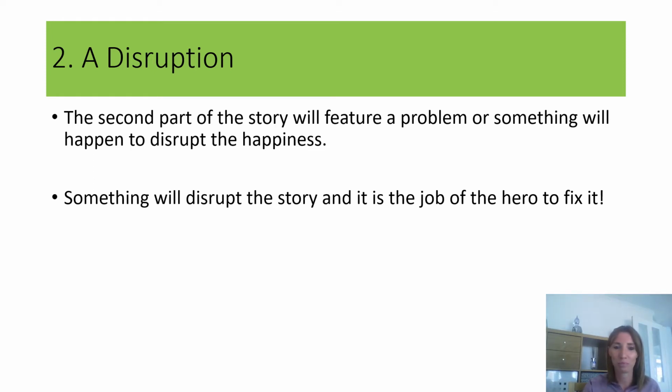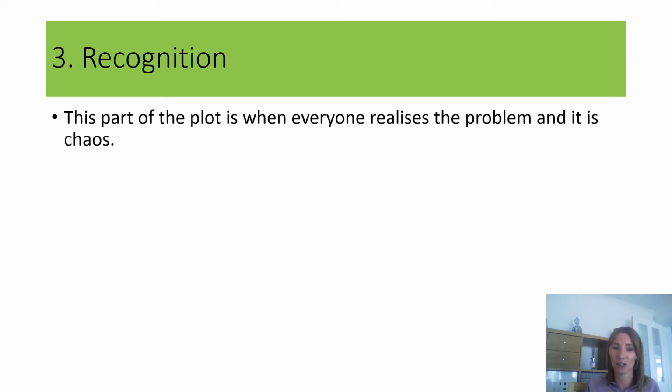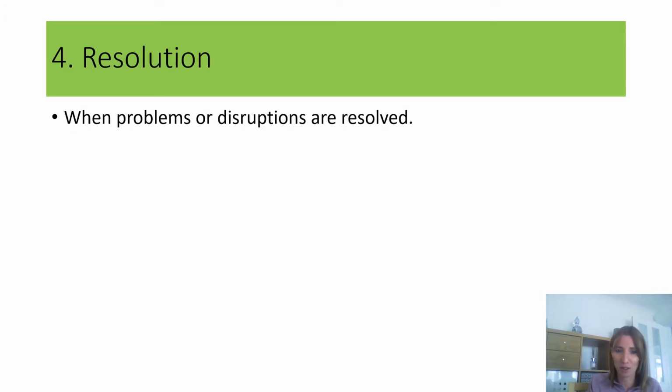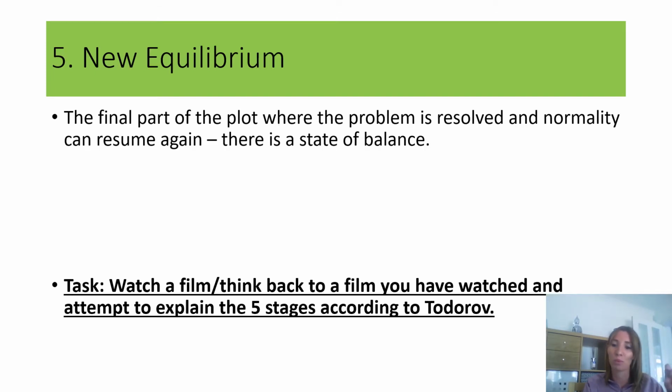Then we move on to recognition, and this is part of the plot when everybody else realises that there's a problem, and ultimately there's chaos. And then we move on to resolution. This is when the problems, the disruption, whatever it is, has been resolved. And once that happens, we then move on to new equilibrium, and this is the final part where the problem's resolved and normality can resume again. There's the state of balance like there was in the beginning.